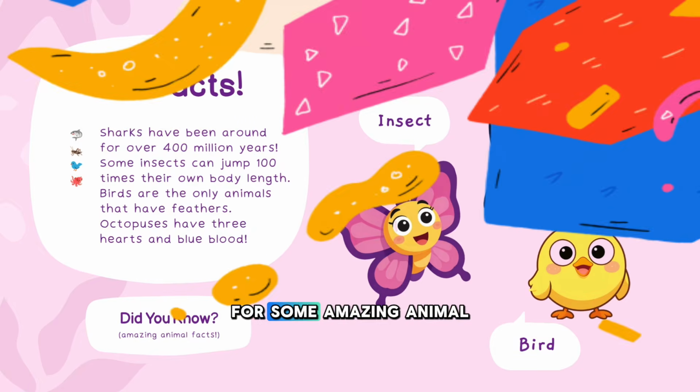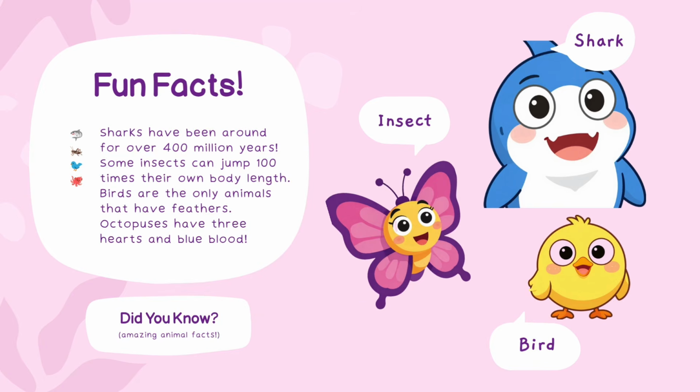Ready for some amazing animal facts? Did you know that sharks have been around for more than 400 million years? Some insects can jump up to 100 times their own body length. Birds are the only animals that have feathers. And there's an amazing one. Octopuses have 3 hearts and blue blood. Nature is really incredible, isn't it?